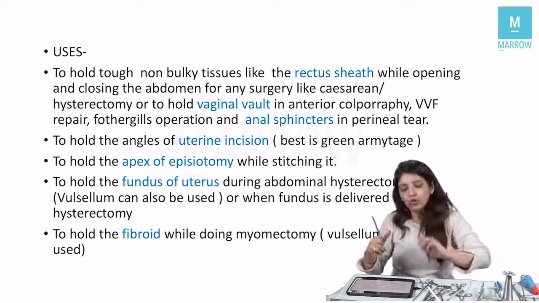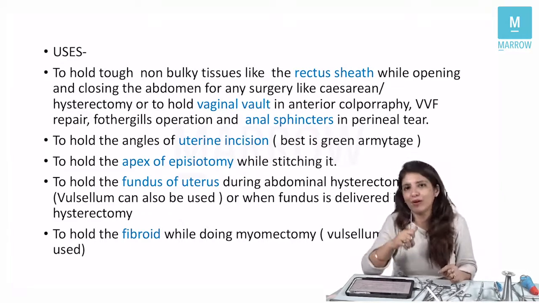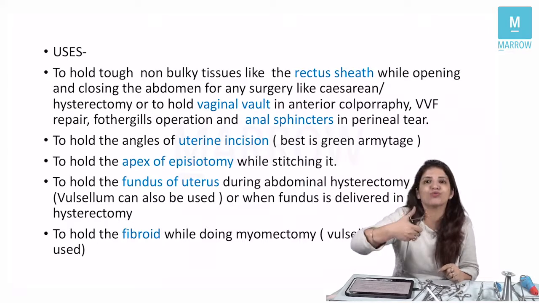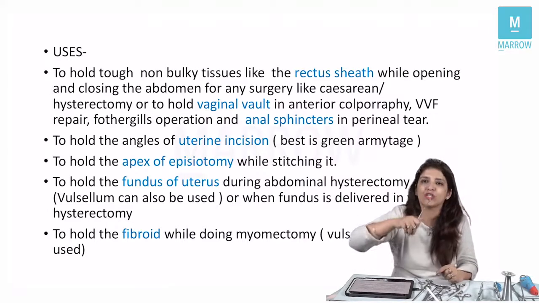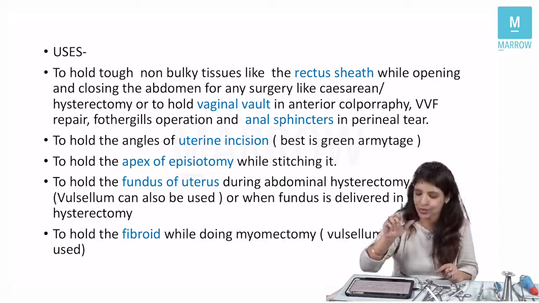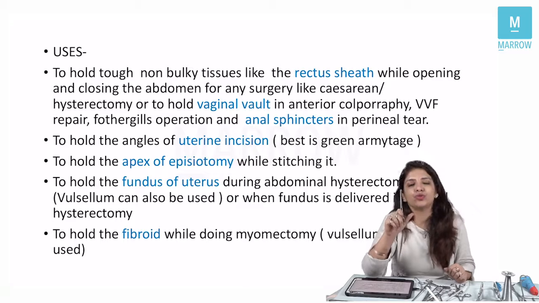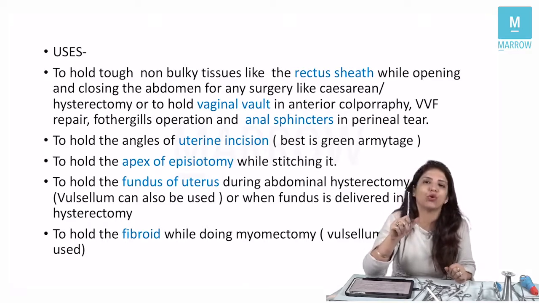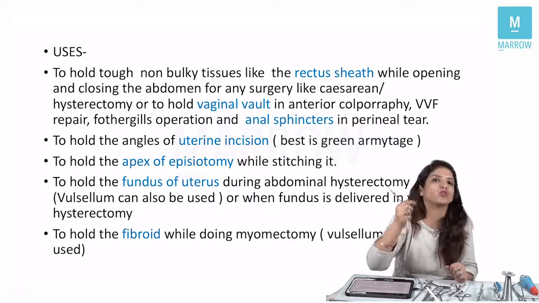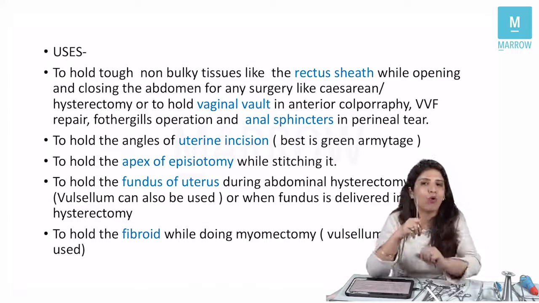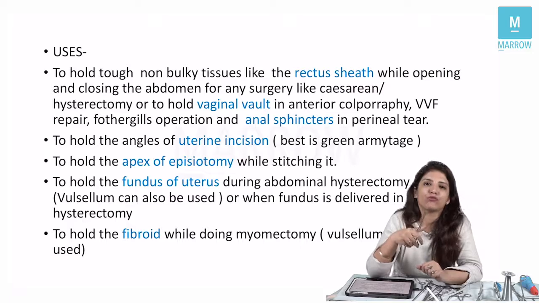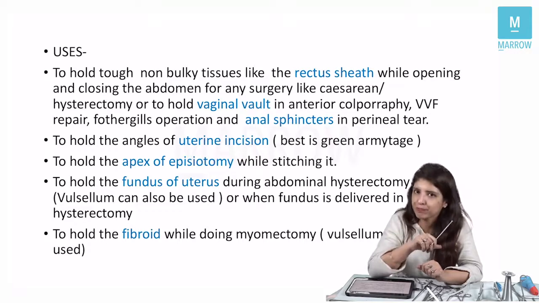Or you can hold the fundus of the uterus for one more thing. You can hold the fundus of the uterus during vaginal hysterectomy to bring the uterus out. Then another use of Alice could be if you want to hold the apex of the episiotomy while you are suturing the episiotomy. So all these are uses of the Alice forceps, right?